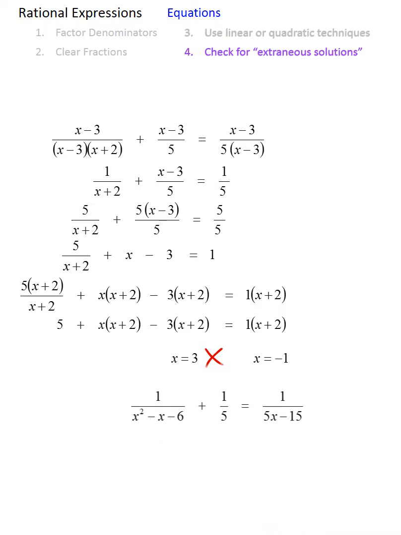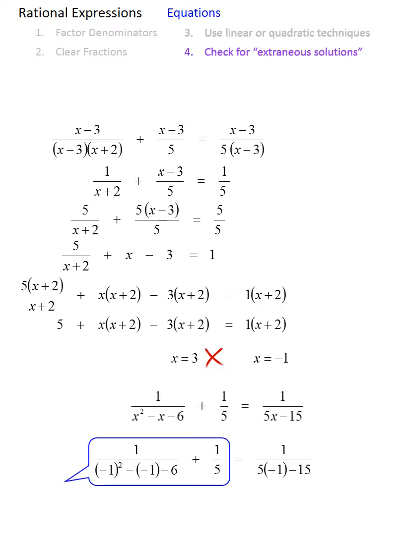Now let's take our original equation and check if x equals -1 is a solution. Here I've plugged in -1 for every x. I didn't want to clutter the screen with details, but I worked out all this mess on scratch paper and I got -1/20. Then I worked out this, in my head actually, and got -1/20.